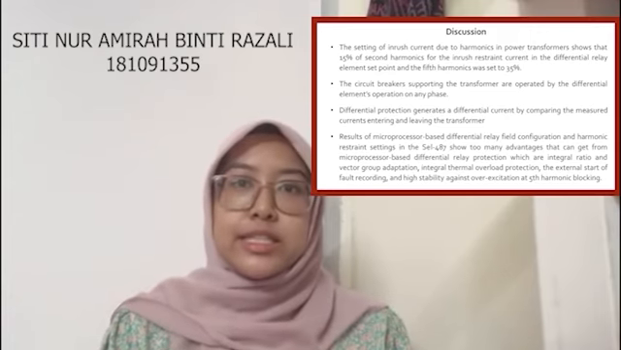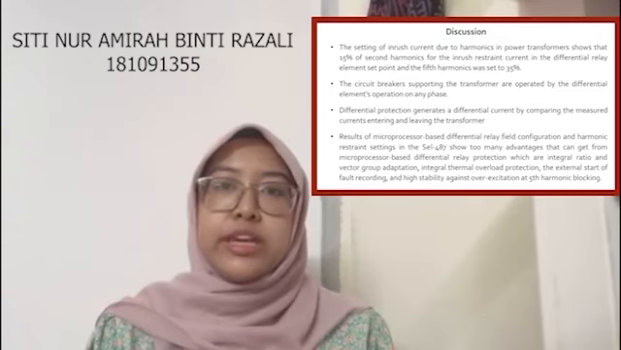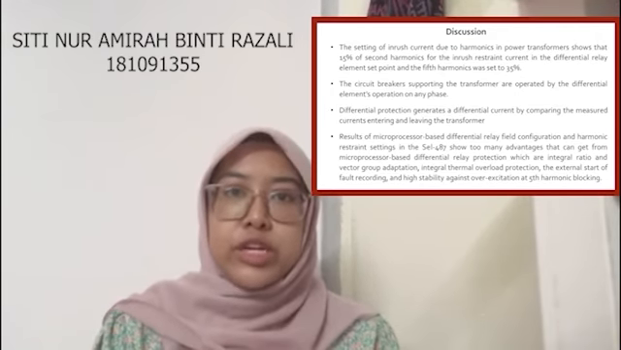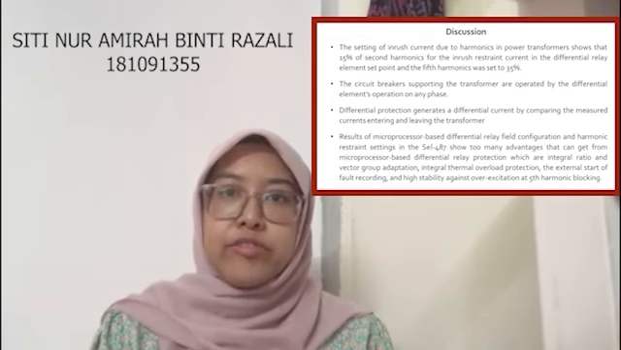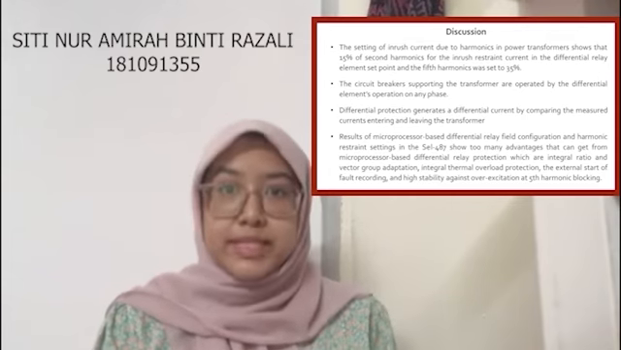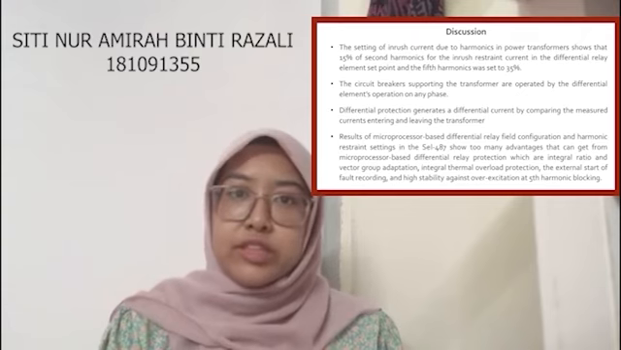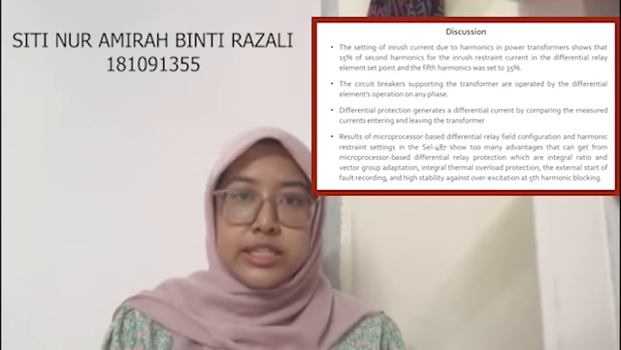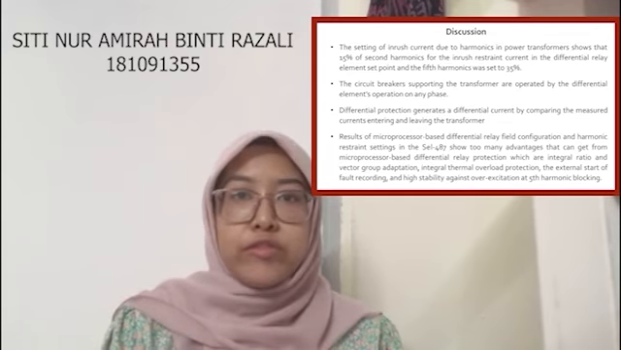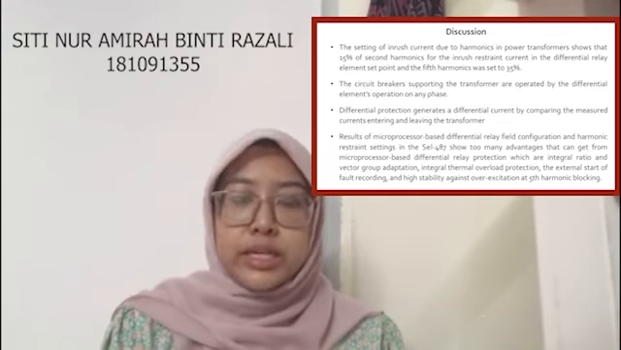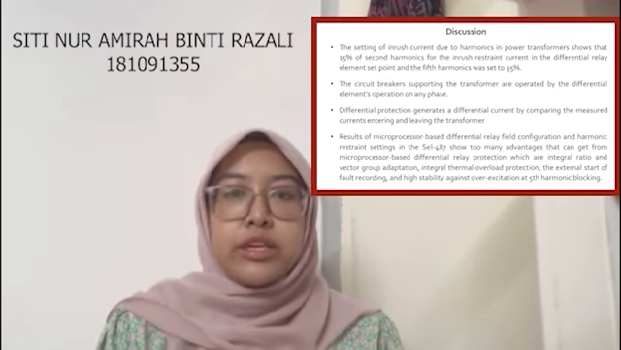For the discussion, the setting of inrush current due to harmonic in the power transformer shows 15% of second harmonic for the inrush restraint current in the differential relay element set point, and the fifth harmonic was set to 35%. This setting offers a suitable margin of safety for the transformer energization in situations when the second harmonic current may decrease to a low level. When a fault recovery magnetizing inrush event occurred, the setting effectively restrained the differential element.